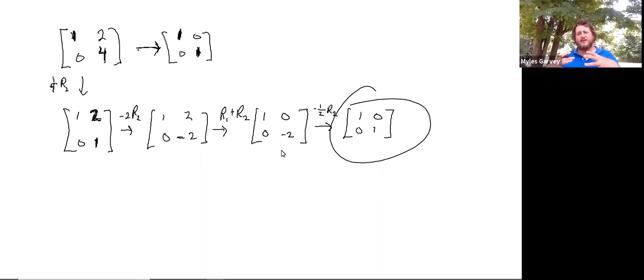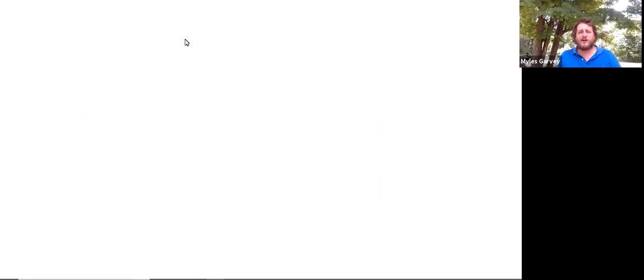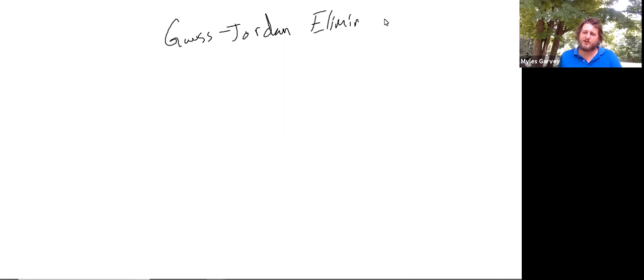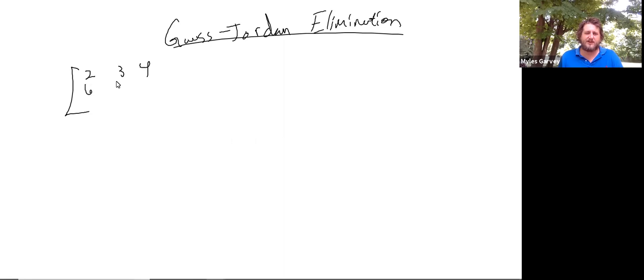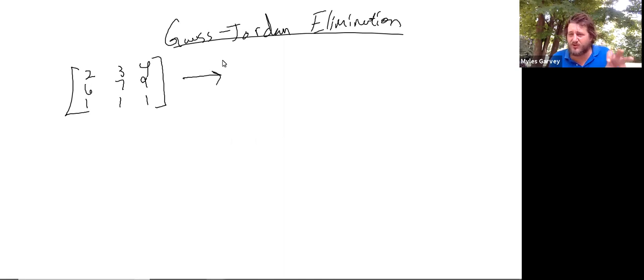And again, these are motivated by the basics of just regular algebra when we talked about systems of linear equations. Let's formalize this, and this process is what is referred to as Gauss-Jordan elimination. And here's the idea. We start with a matrix. Let's say 2, 3, 4, 6, 7, 9, 1, 1, 1. And the question is, what does this reduce down to?